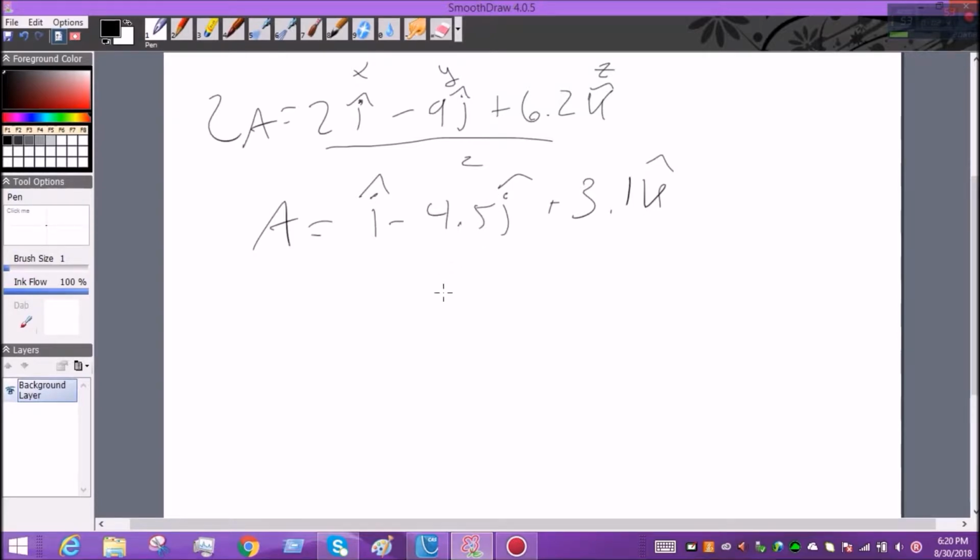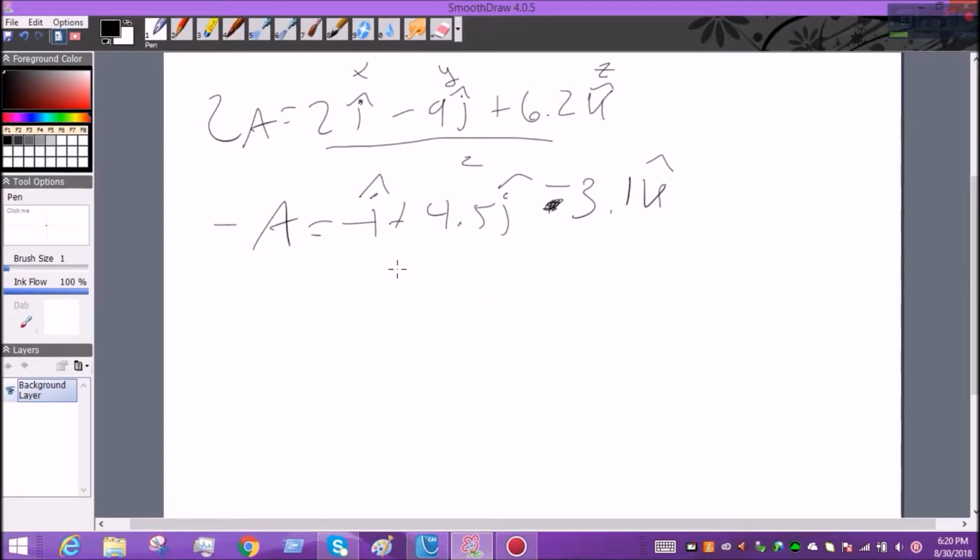The next question wants to know what negative a equals. So we have a equaling this. If we want negative a, all we have to do is multiply this side by negative. So this turns into negative i, this turns into positive 4.5j, and the plus right here turns into negative. So it's negative i plus 4.5j minus 3.1k, and that would be equivalent to negative a.